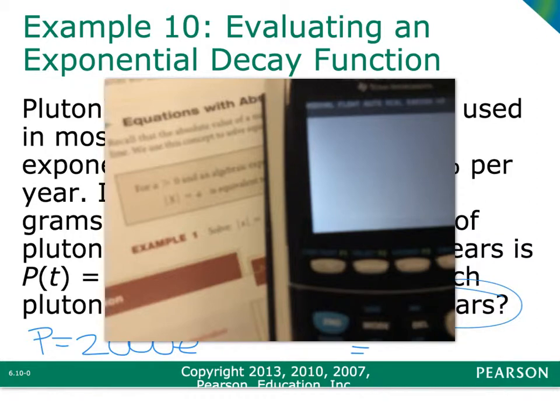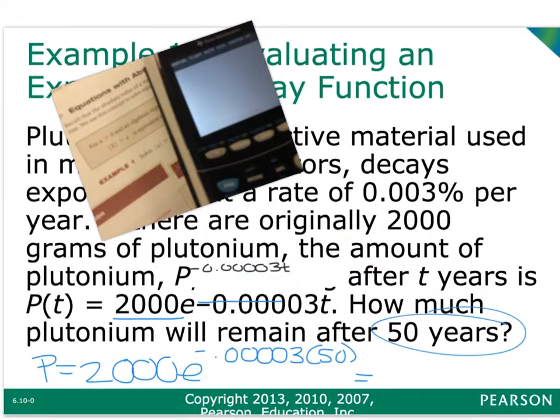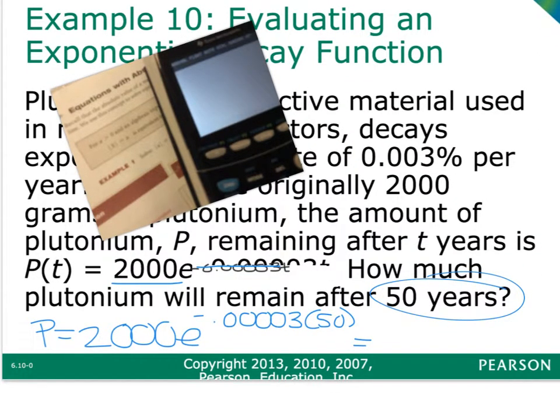Usually they will tell you to round to the nearest whole number, so we are just going to round to 1997. So after 50 years, you will still have 1,997 of the original 2,000 units of plutonium left.